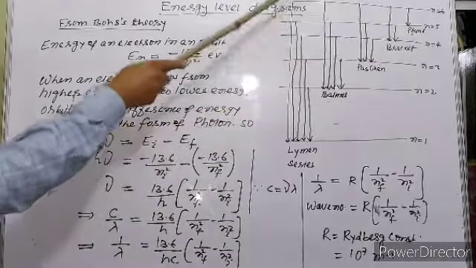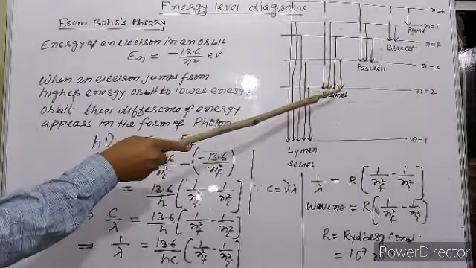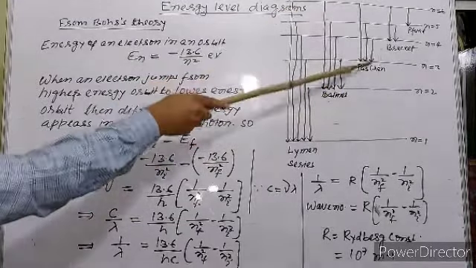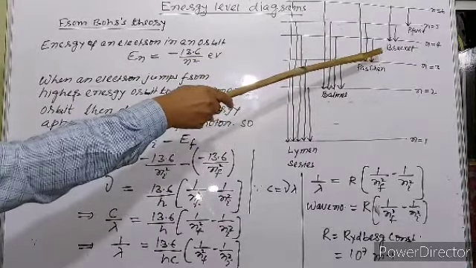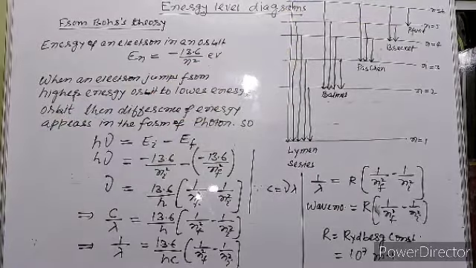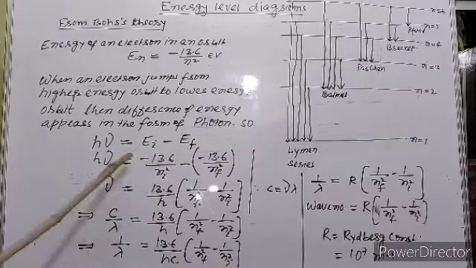Similarly, if from any higher energy orbit the electron jumps to n equal to 2, it is the Balmer series. To n equal to 3, that is called the Paschen series. To n equal to 4, the Brackett series. And if the electron jumps from 6 to 5, or any higher energy orbit, that is called the Pfund series. In this way, we can get the spectral series. In the board examination, this concept is asked: how energy level diagrams are obtained, and numericals are asked on the basis of this.